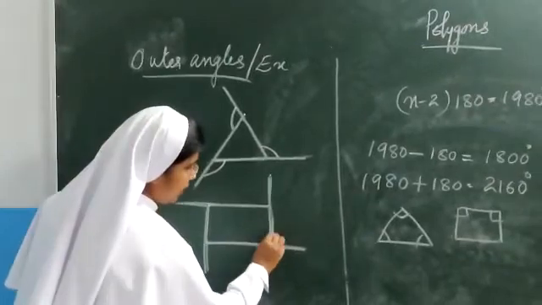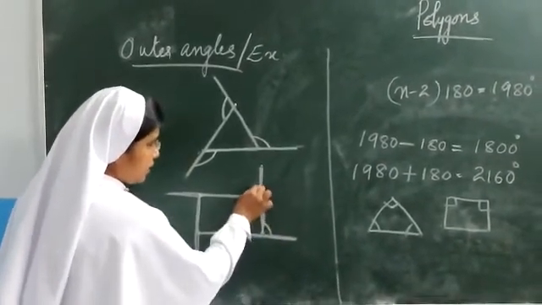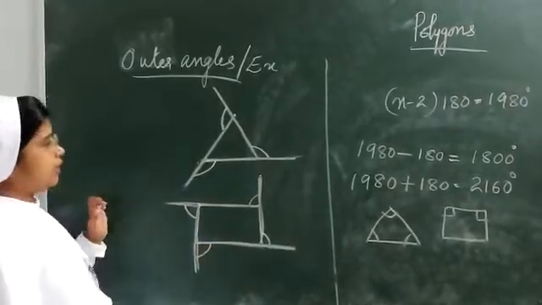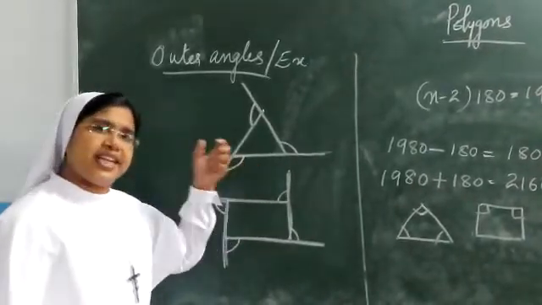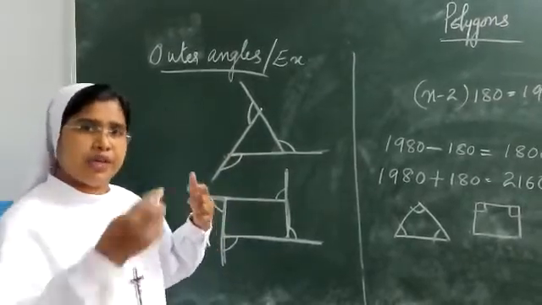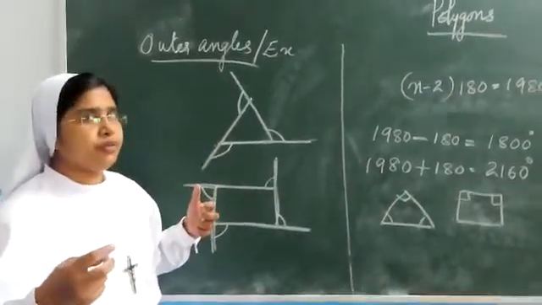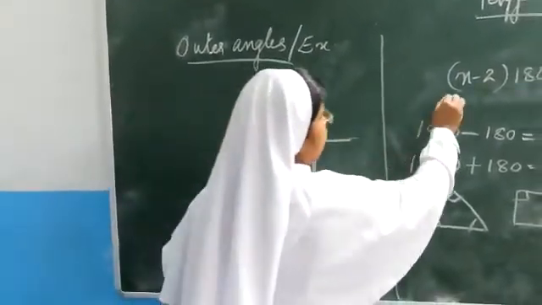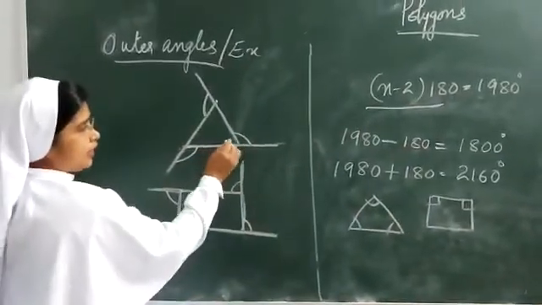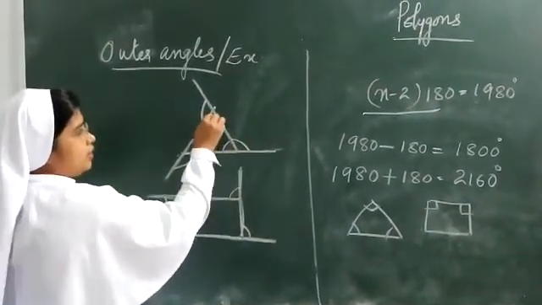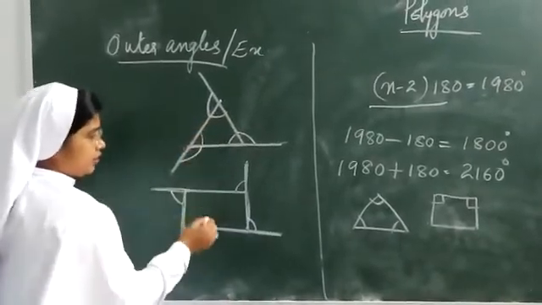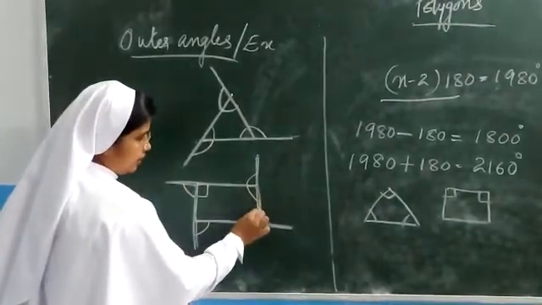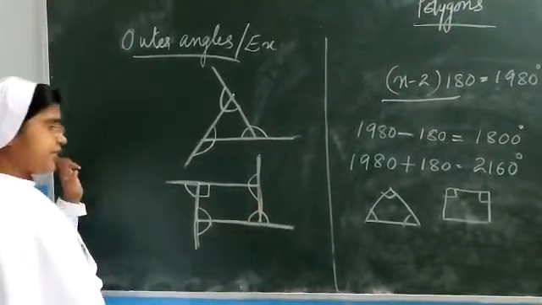What is the outer angle here? This is the outer angle, this is the outer angle, and here it is the outer angle, and here it is the outer angle. Now, in each one you look, there is an inside angle also. But we have already found out the sum of the inside angles. That is the formula. So we have an inside angle here, here, and here. Here also, this is the inside angle. Here, here, and here. Okay, this is the inside angle.